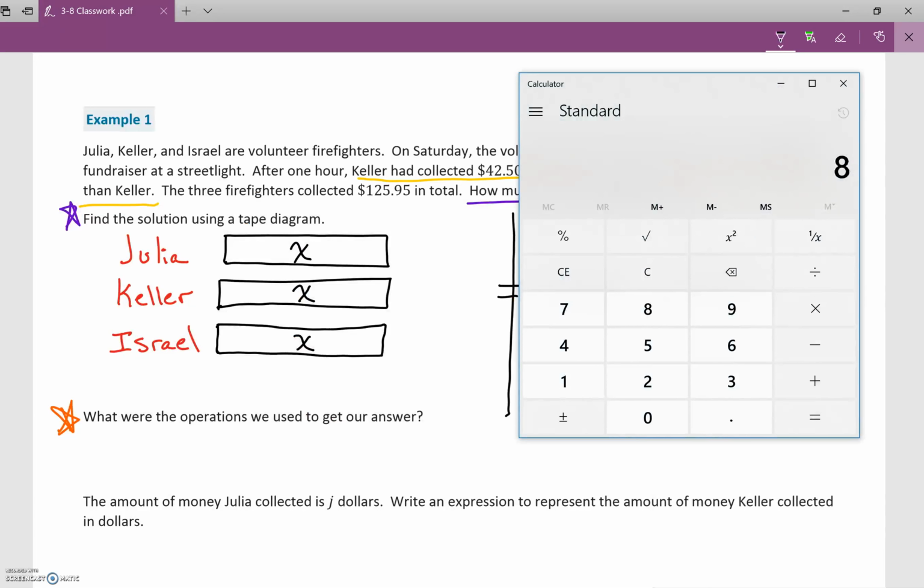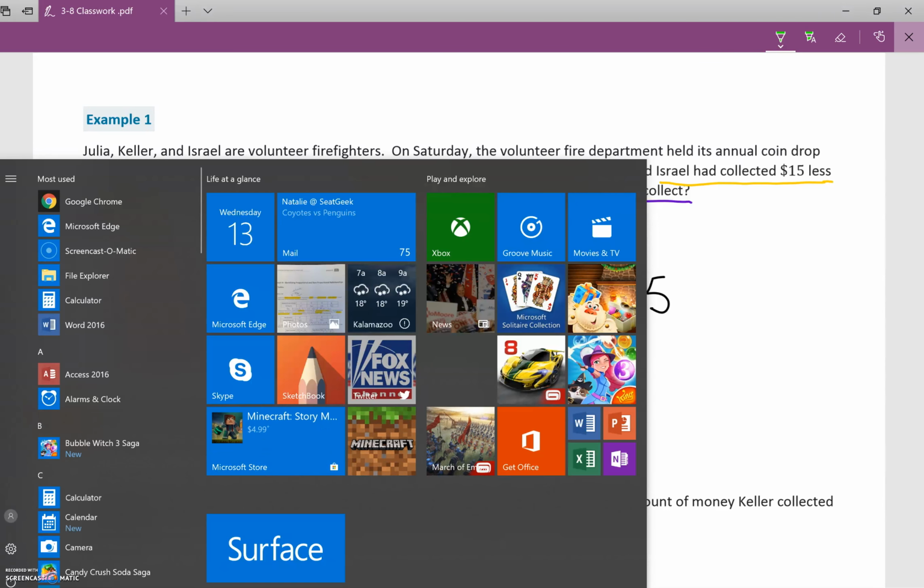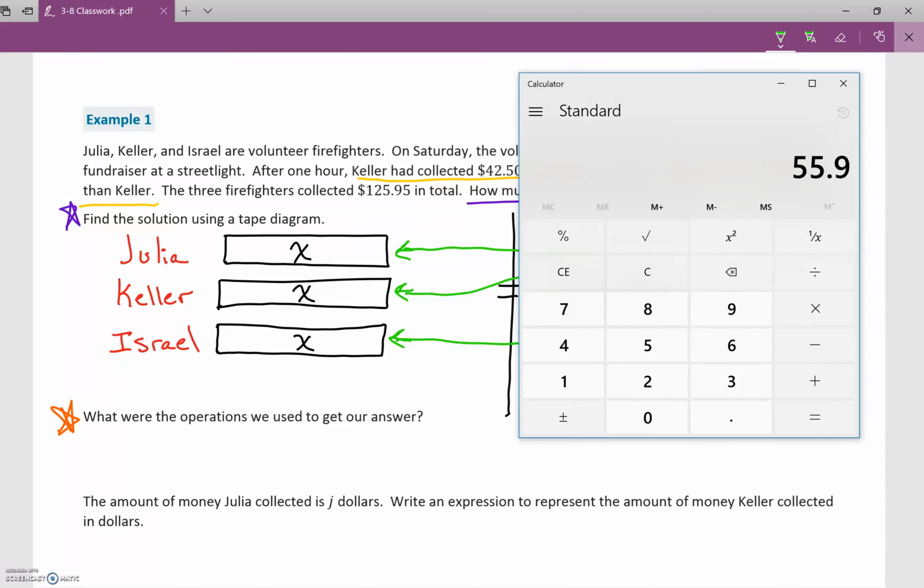So our problem's simplified now. Our variables are alone. So if we look over here, we see that there are 3 x's, right? All of them are the same value. All of them are the same size tape diagram. And together they all equal 55.95. So really what we need to do is divide this 55.95 equally to those 3 sections. So 55.95 divided by 3 is going to give us the solution. It's $18.65. So each of these values is $18.65.